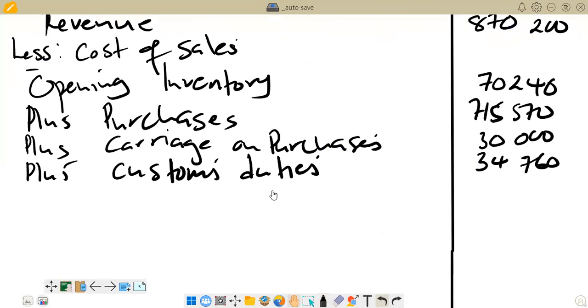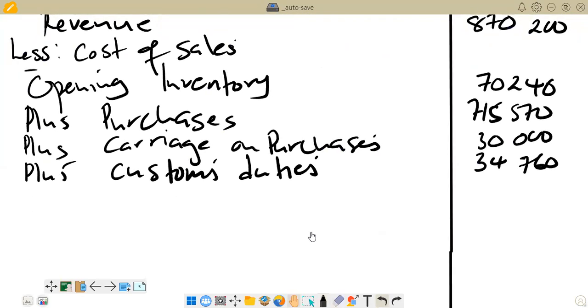Then when we have added those, we get the total for inventory available for use. If we add all the figures, you add 70,240, plus 715,570, plus 30,000, plus 34,760. The answer that we are supposed to get there is 850,570.